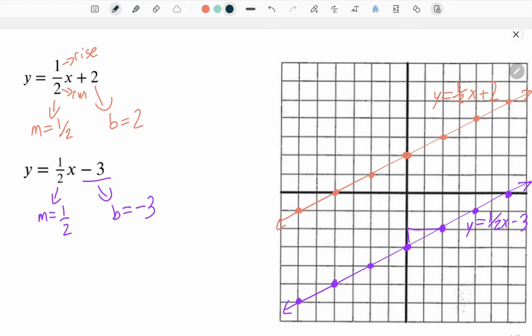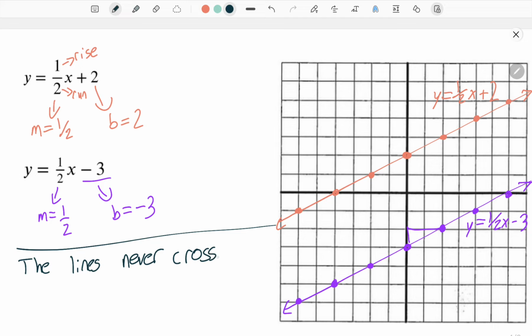And if you look at these two lines, you're going to see that, oh, they're not crossing. And in fact, if you were to continue these graphs towards infinity, they will never cross. So the lines never cross. So no solution.